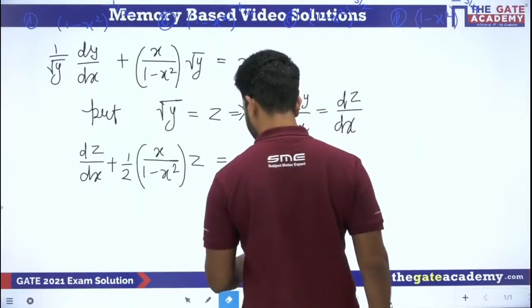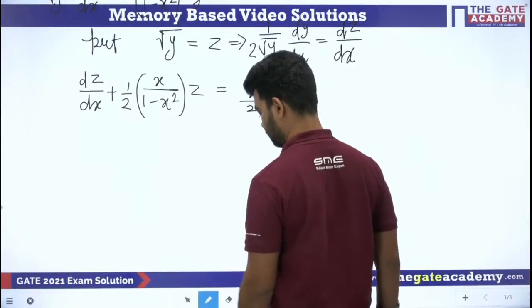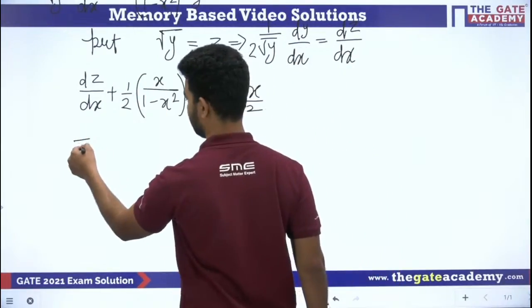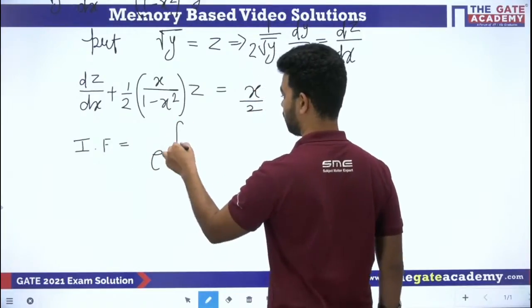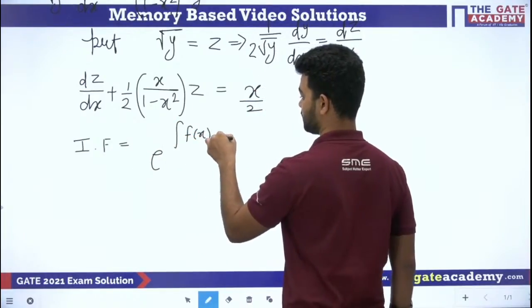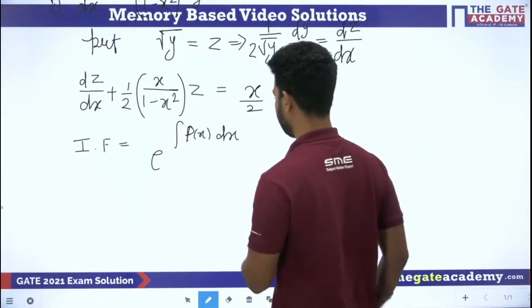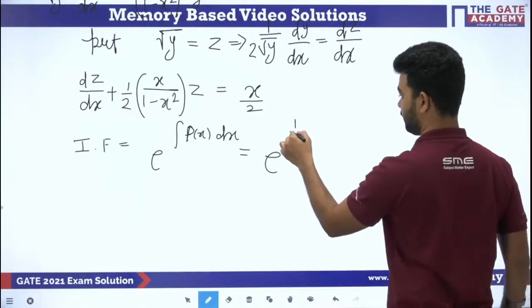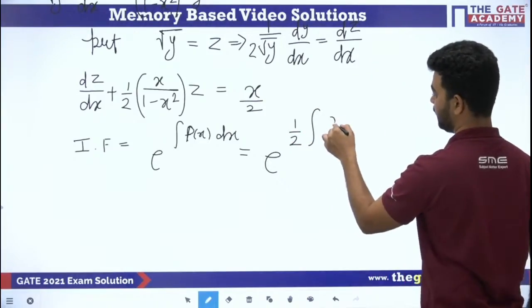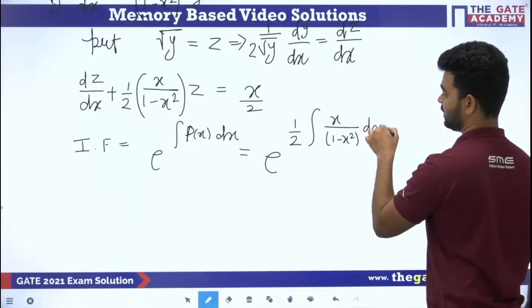So what you will do, now we will solve it. So whatever the function is there, we know that integrating factor is e to the power integral of f of x dx, and this f of x is nothing but this p of x, in general, right? So what we will do, we will integrate it. So 1 by 2 integrating x divided by 1 minus x square dx.